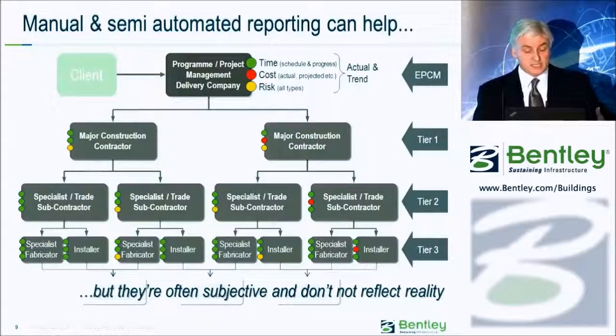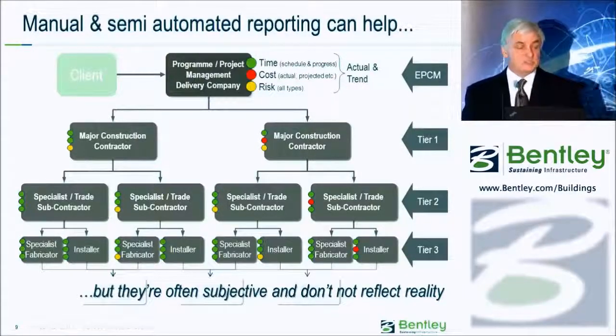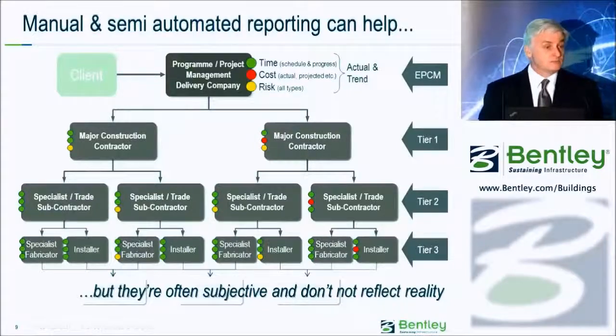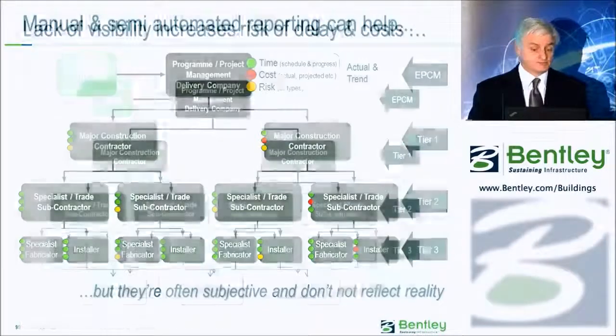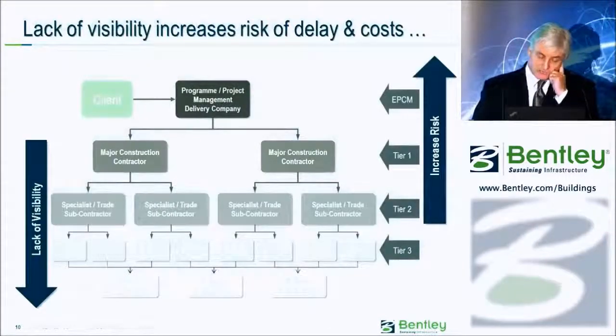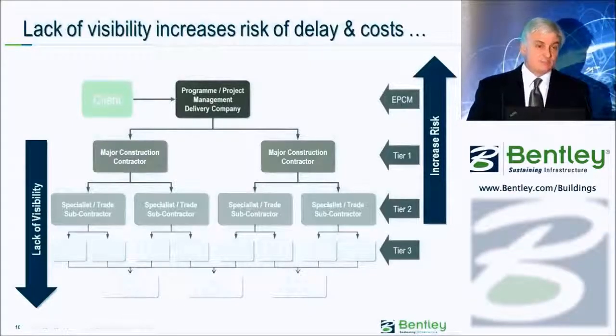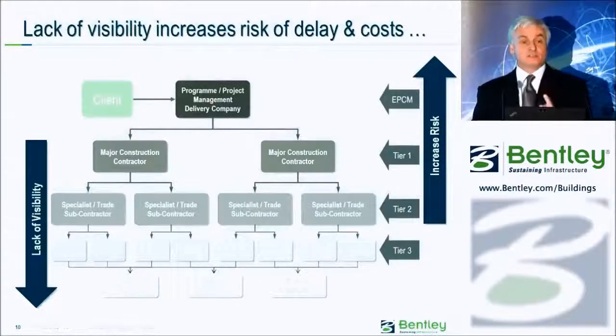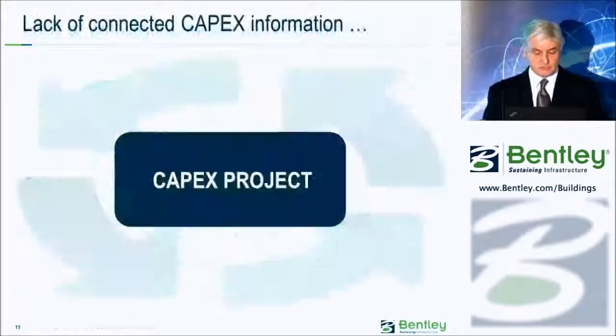And basically they were coming up through the supply chain with information that was very often seen as subjective, and it was pretty good, but it wasn't necessarily accurate. So what we found was this lack of visibility down the supply chain increased the risk as you go back up to the top. And that risk generally meant money and also meant time.